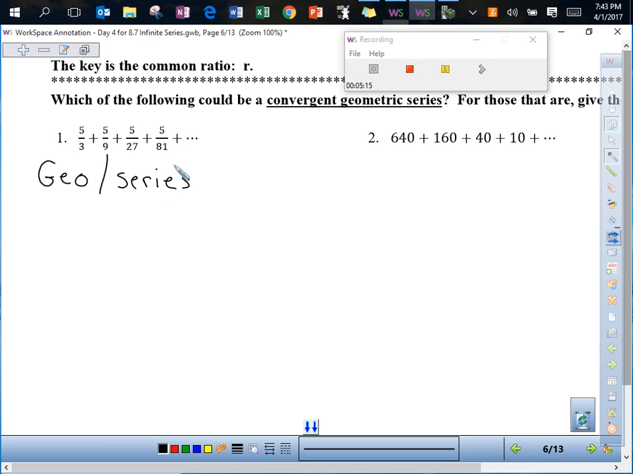Well, the series part's easy. I see a plus sign, so I know it's a series. I need to make sure it's geometric. I'm going to show you two ways. The fastest way is looking at it and seeing if you can determine.